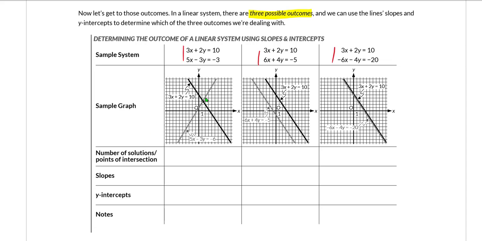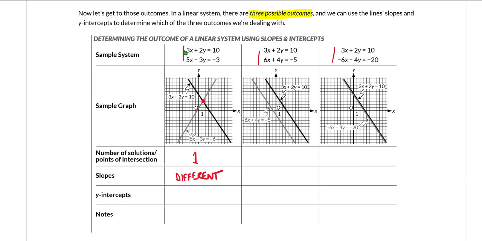In the first system, we can clearly see that we have a single point of intersection. These 2 lines are intersecting at one point, so there is also one solution. So let's write that down here. There is one solution, one point of intersection. And we can see clearly that the slopes of these 2 lines are different. They're different slopes. One actually has a positive slope, one has a negative slope. So that's what I'm going to write here. I'm going to write different.